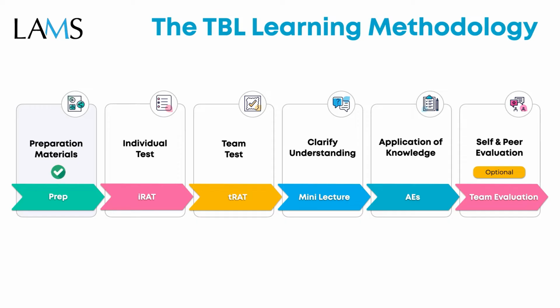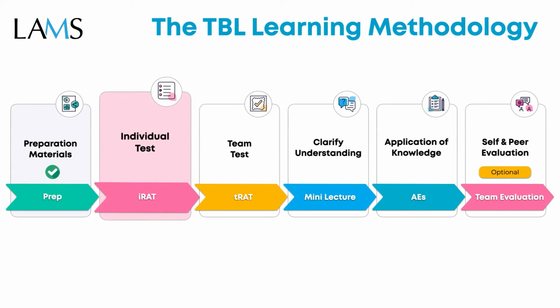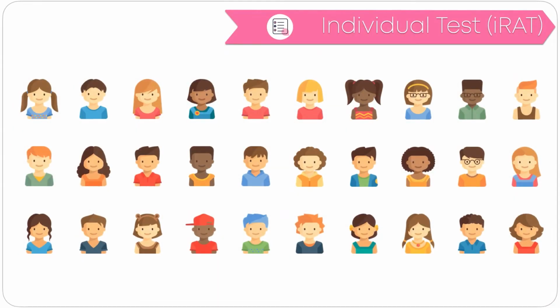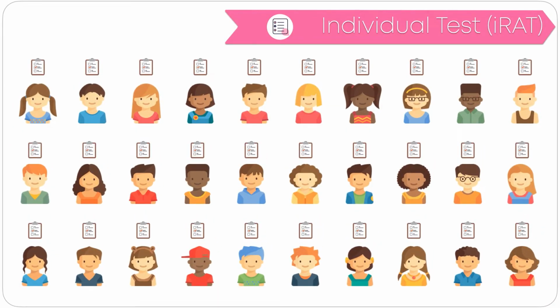After the study of the preparation materials, the next activity is the individual test that usually takes place in class. The TBL term for this activity is Individual Readiness Assurance Process Test, or IRAT. The IRAT test consists usually of about 5 to 20 multiple choice or very short answer VSA questions that focus on important concepts which students have reviewed in the preparation materials. Its main aim is to assess the preparedness of each student.